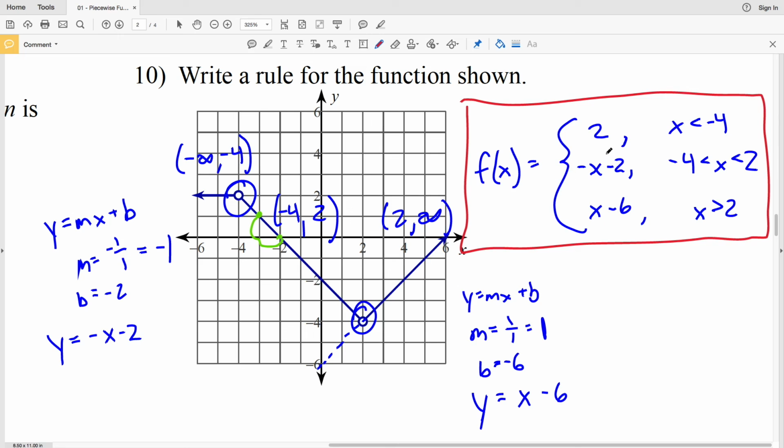f of x equals 2 when x is less than -4. f of x equals -x minus 2 when -4 is less than x, which is less than 2. And f of x equals x minus 6 when x is greater than 2. And with that, we wrap up our piecewise functions worksheet.